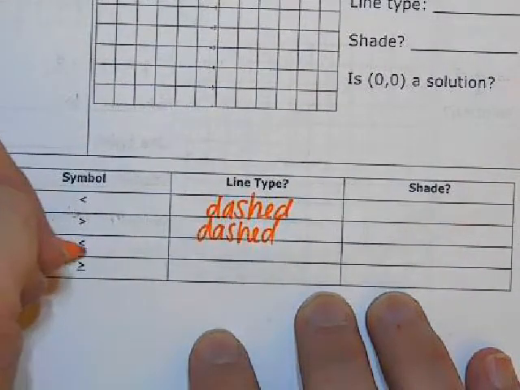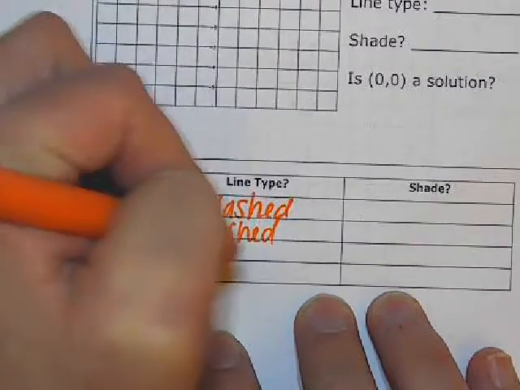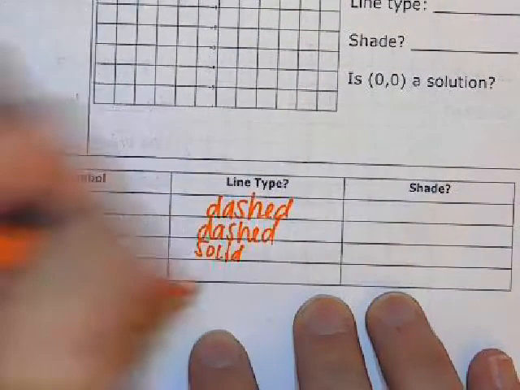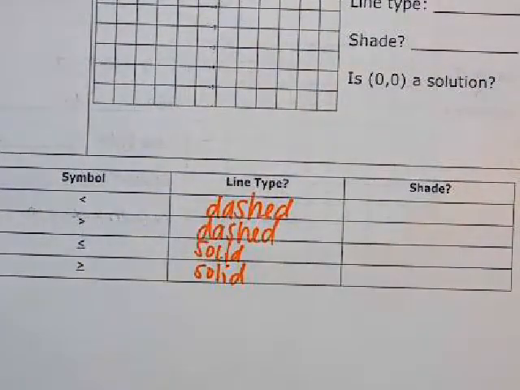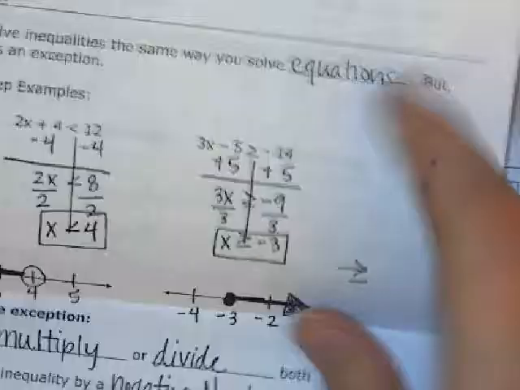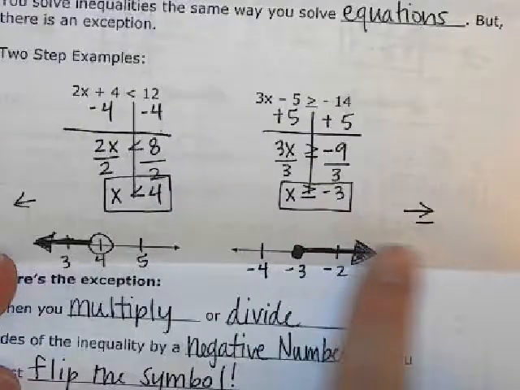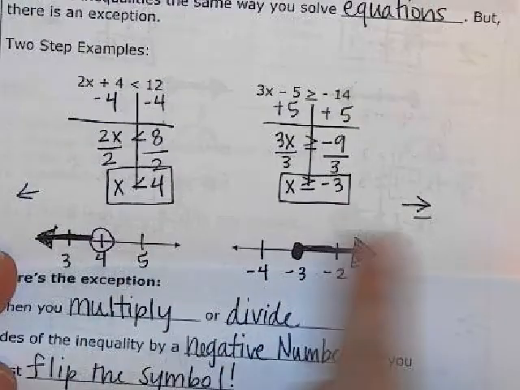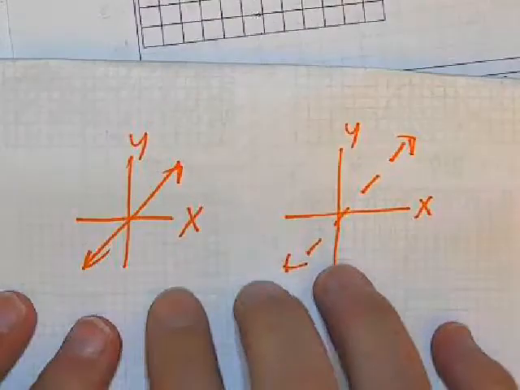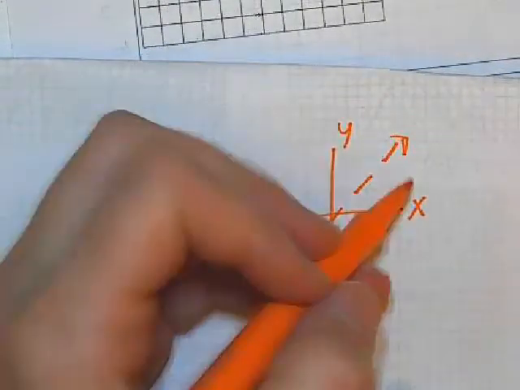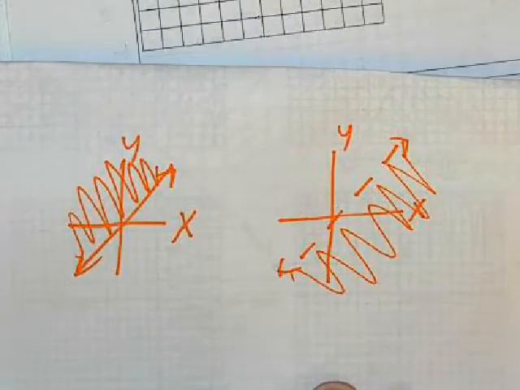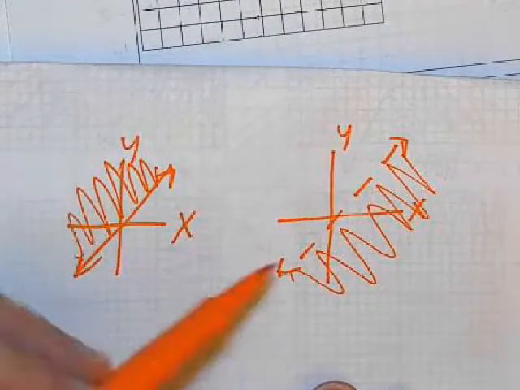So, solid line under the symbol, solid line on the graph. And the last one, solid. Okay. Now, I'm going to shade. I told you guys, on these problems, you either shade to the left or to the right. Well, on these ones, I only have a number line. Today, we're talking about a graph. So, when I shade, I'm either going to shade above the line or below the line.